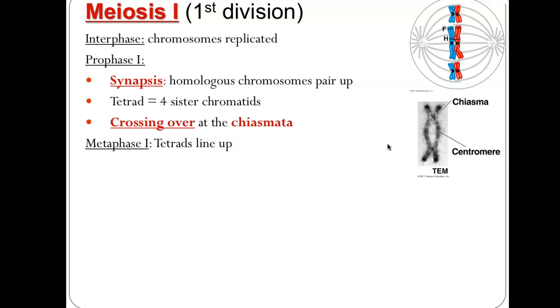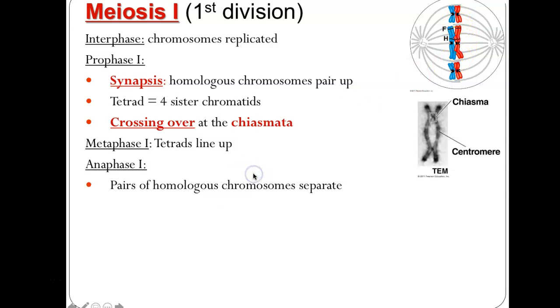After crossing over occurs, the tetrad, meaning the 4 sister chromatids, line up on the metaphase plate just like before, and then pairs of homologous chromosomes separate. So look at my cursor. These 2 blue ones are going to go to the left. These 2 red ones are going to go to the right.